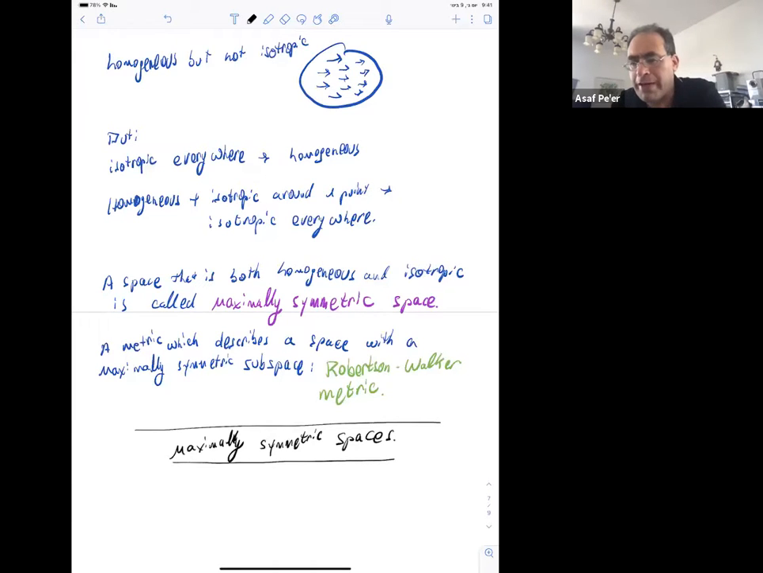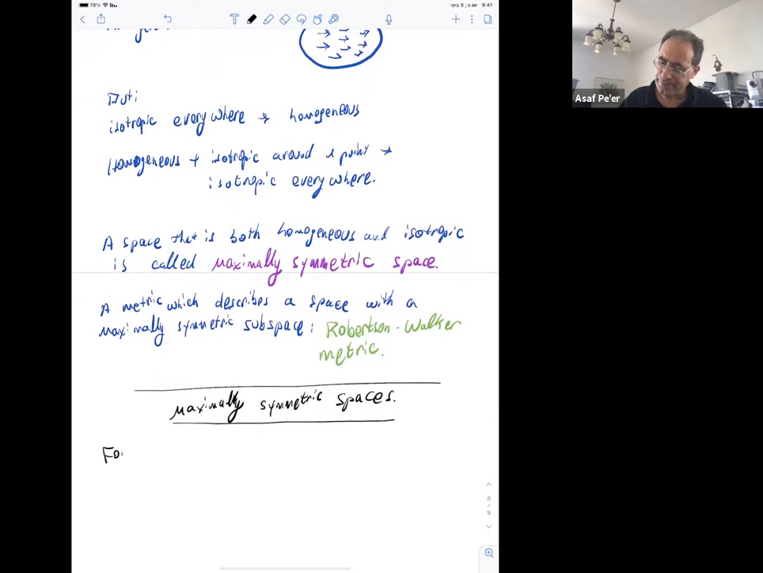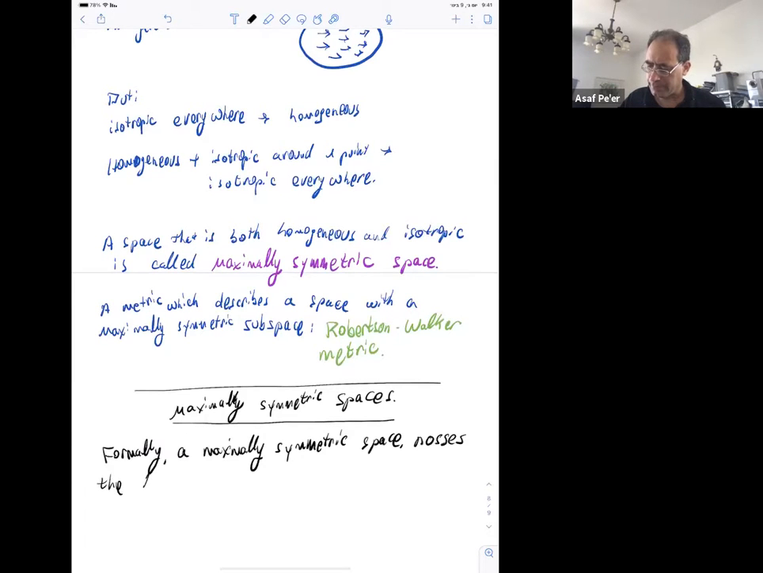So formally, or mathematically, a maximally symmetric space is a space that has the maximum, the largest possible number of Killing vectors. This statement is not really going to surprise you. So formally, a maximally symmetric space possesses the largest number of Killing vectors.